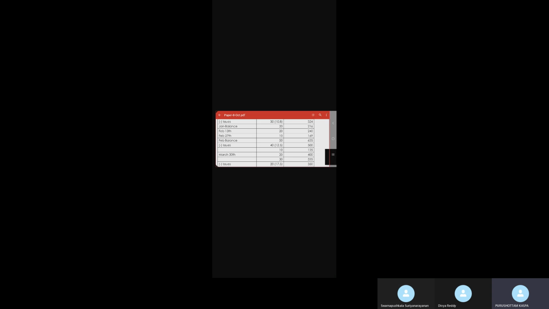Issues during the month of February are 40, as given here on 28th February. So 40 into 12.5 is 500. Out of 50, 40 units are gone. Balance is 10, and 625 minus 500 is 125. This is the opening balance for the month of March.